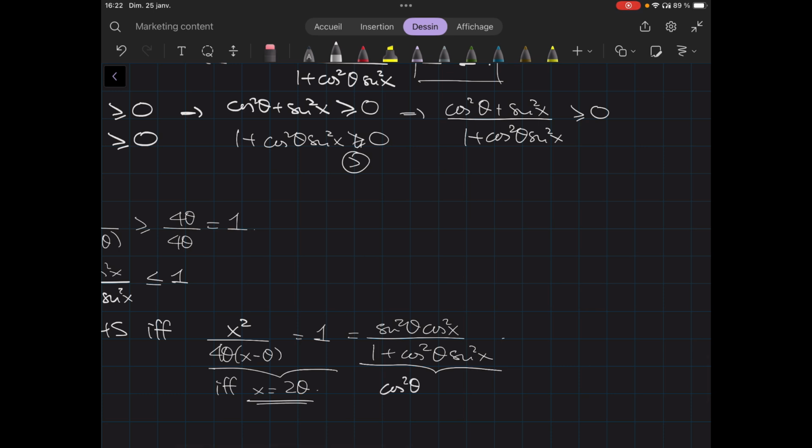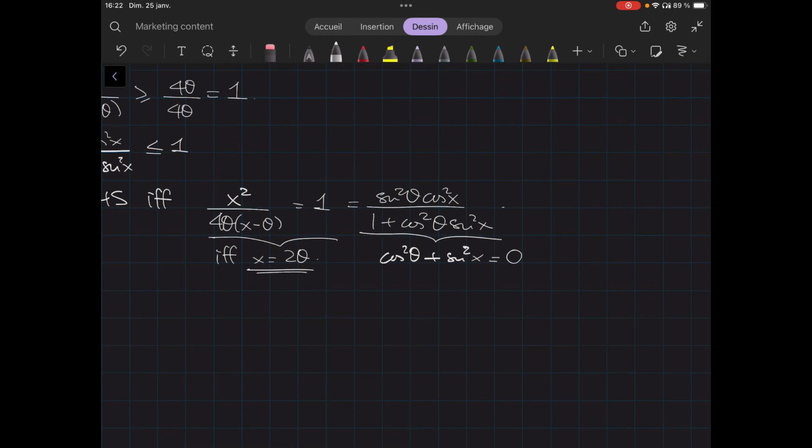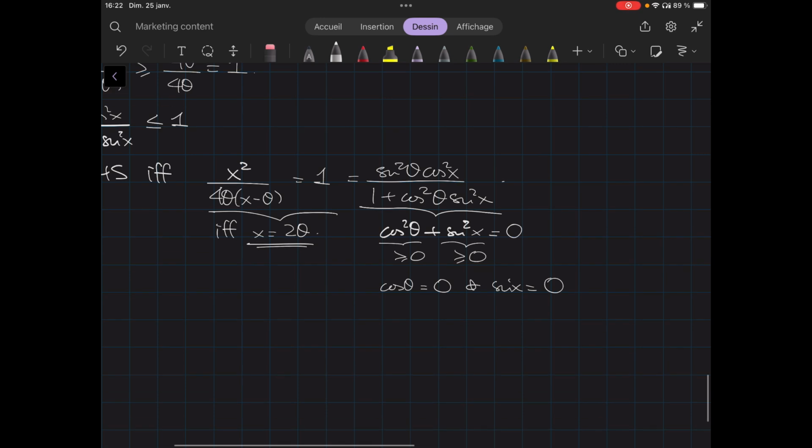cos squared of theta plus sine squared of x is equal to 0. Cos squared of theta is greater or equal to 0, and sine squared of x is greater or equal to 0. This is true if and only if cos of theta is equal to 0 and sine of x is equal to 0. Theta is equal to, therefore, pi by 2, 3 pi by 2. X is equal to 0, pi, 2 pi, and so on.